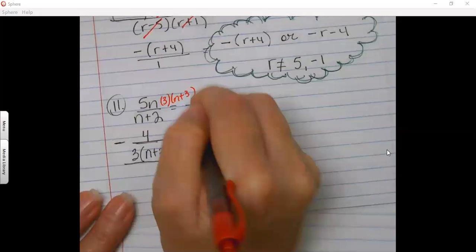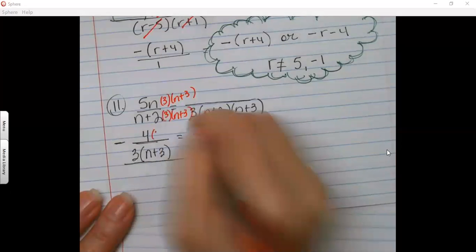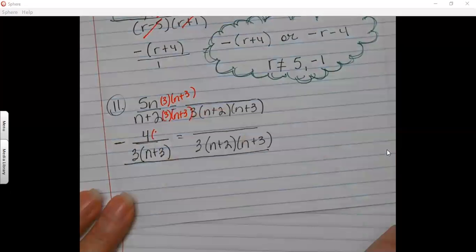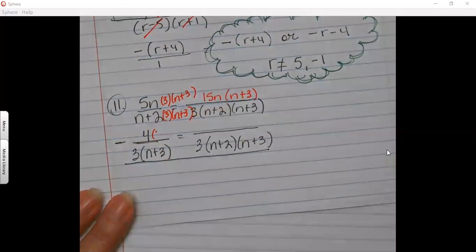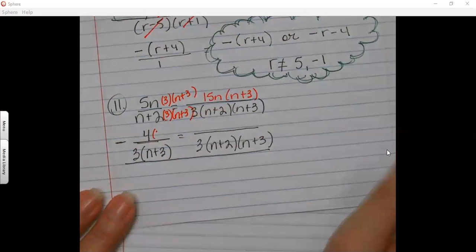Okay, so I'll go ahead and multiply those monomials together. 5n times 3 is 15n times n plus 3. And then I'll multiply those together in my next step, okay? Bottom fraction, 3 times n plus 3 times what gives me 3 times n plus 2 times n plus 3? Just an n plus 2. That's the only one we're missing.